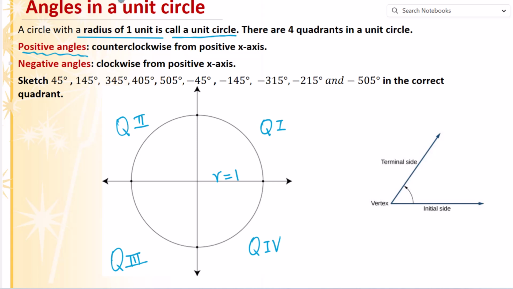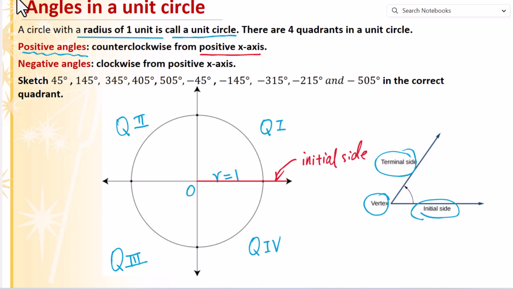Counterclockwise from the positive x-axis. As we know in geometry, an angle is made up of 3 parts: vertex, initial side, terminal side. In a unit circle, the vertex is the origin. The positive x-axis is always the initial side of the angle in a unit circle.